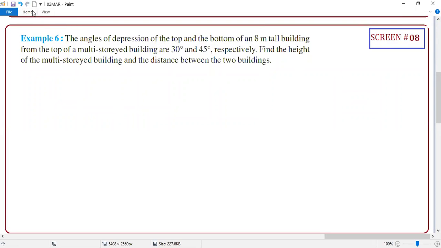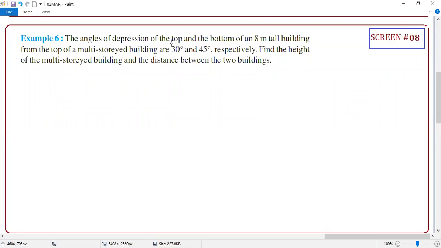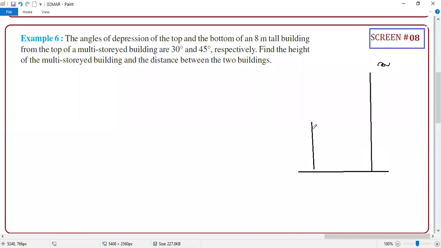Okay, start here. The angle of depression of the top and bottom of the 8-meter tall building from the top of the multi-story building, guys, which means what? The multi-story building is a bigger one, and opposite that a small building is there. Both of them on the ground, right? So where is the observer? Observer is here.